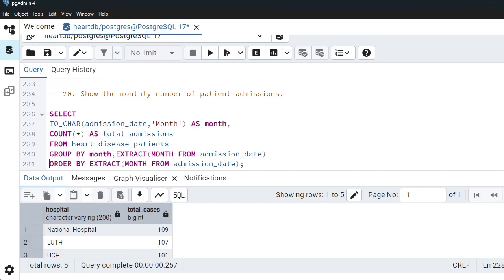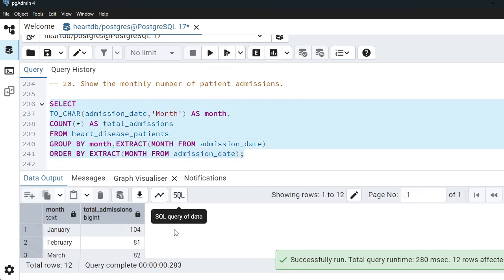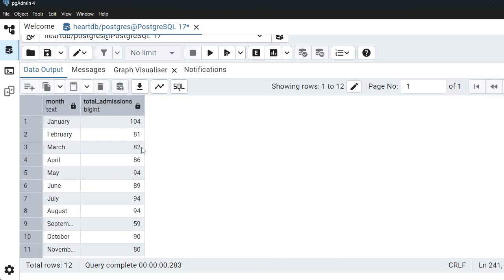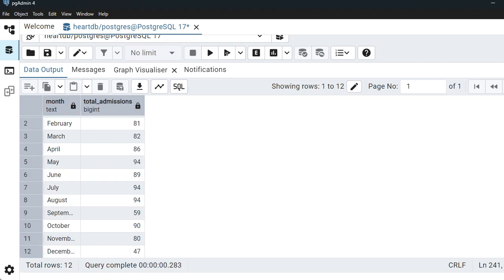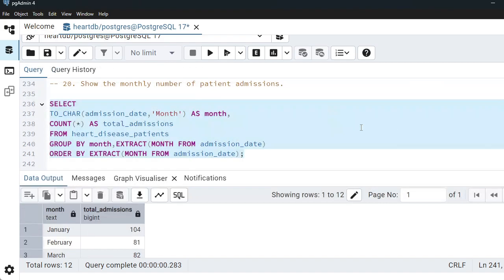Now we want to show the monthly number of patient admissions. So now we want to look at the monthly number. January, how many patients were admitted in January? We have 104, February 81, March 82, April 86, May 94, June 89, July 98. Oh wow. So now we can see from this trend those people that they admit per month. And we have their total here, right?